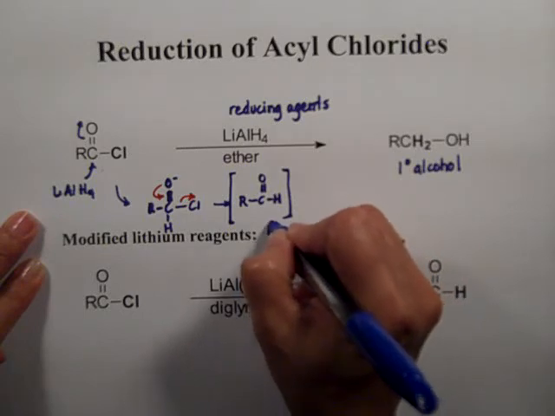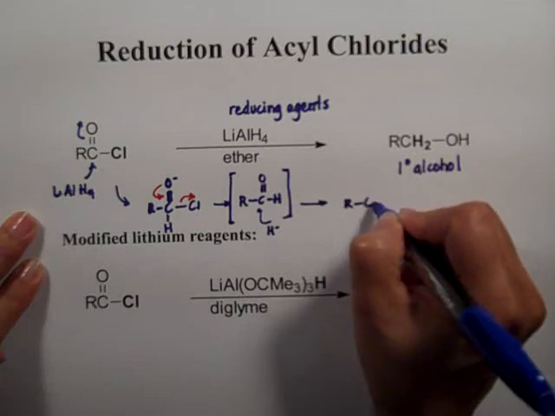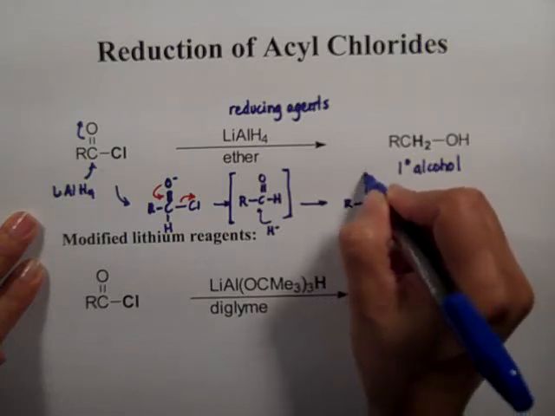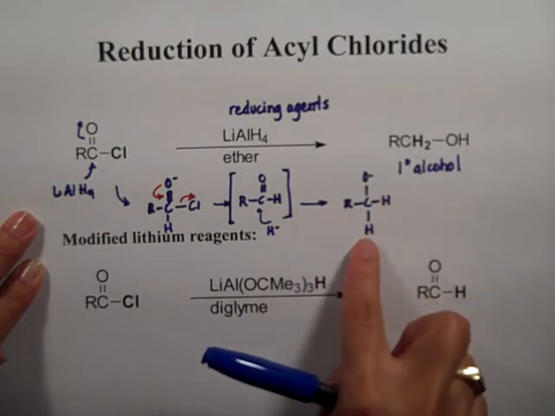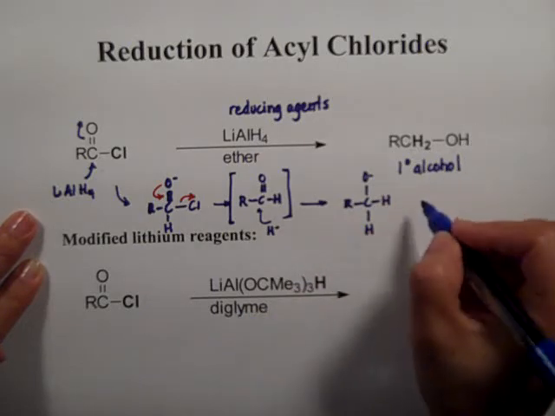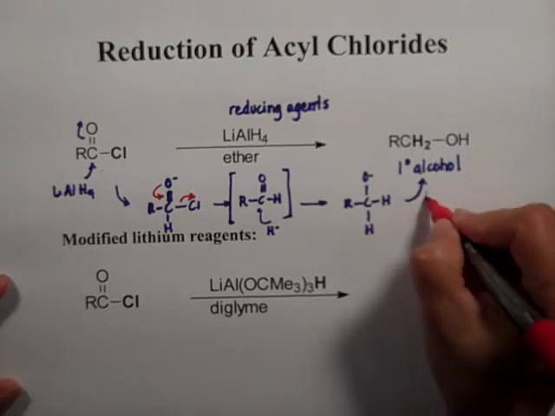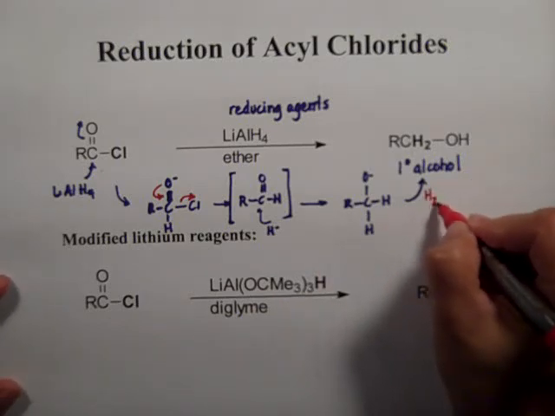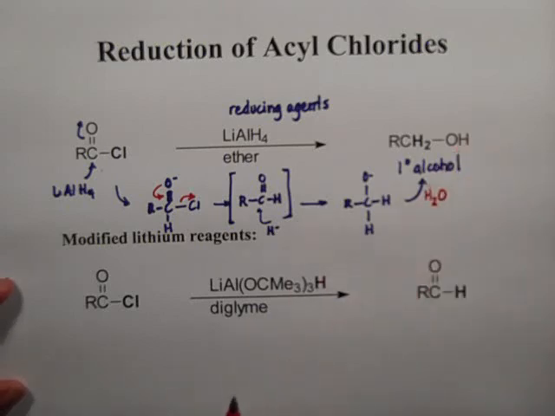So a second hydride attacks. We get a second tetrahedral intermediate. And this time around I don't have any good leaving groups, so the only things left to do would be to actually work up the reaction. I call it quenching, some people call it working up. So you quench the reaction and you protonate the oxygen and you get your primary alcohol.